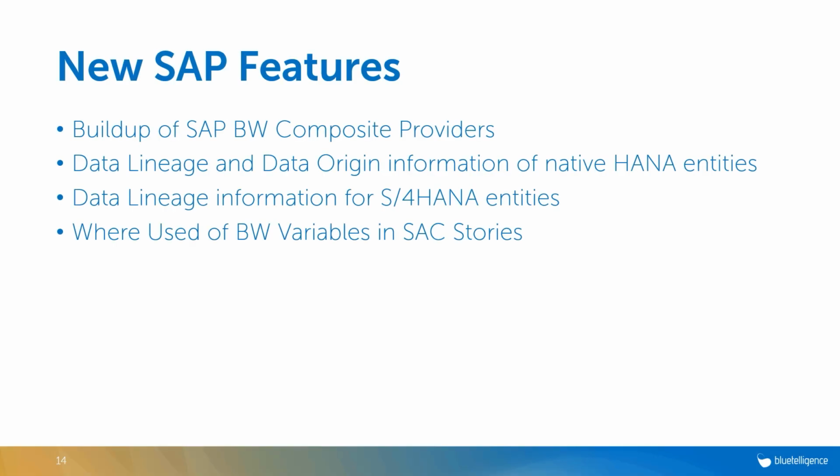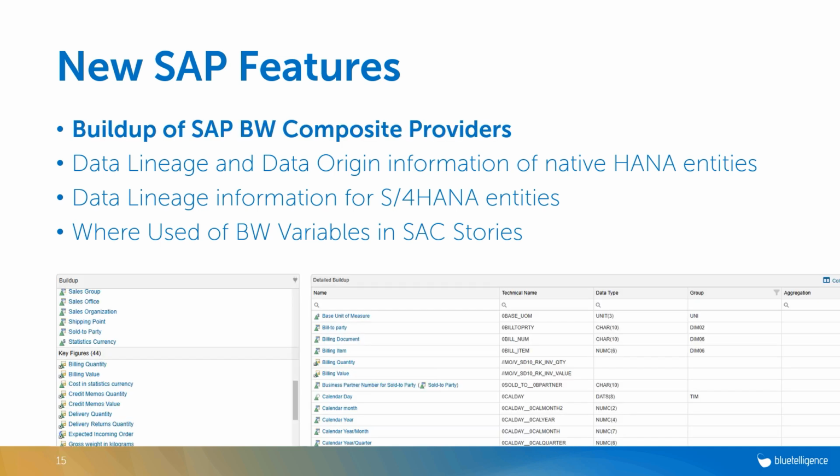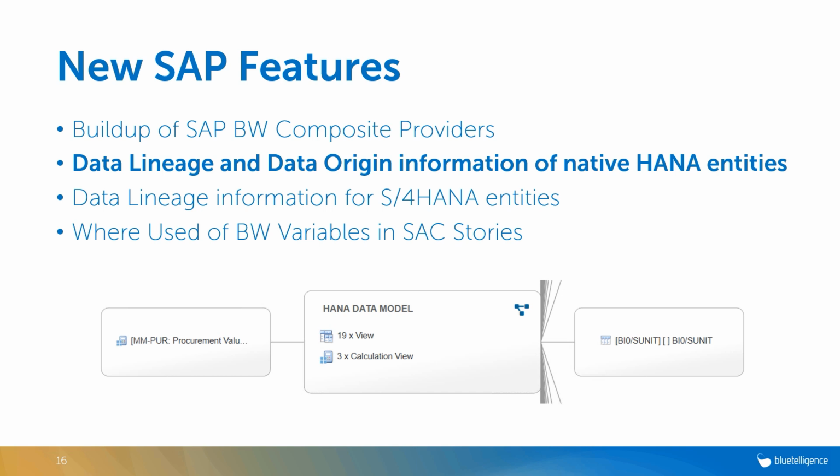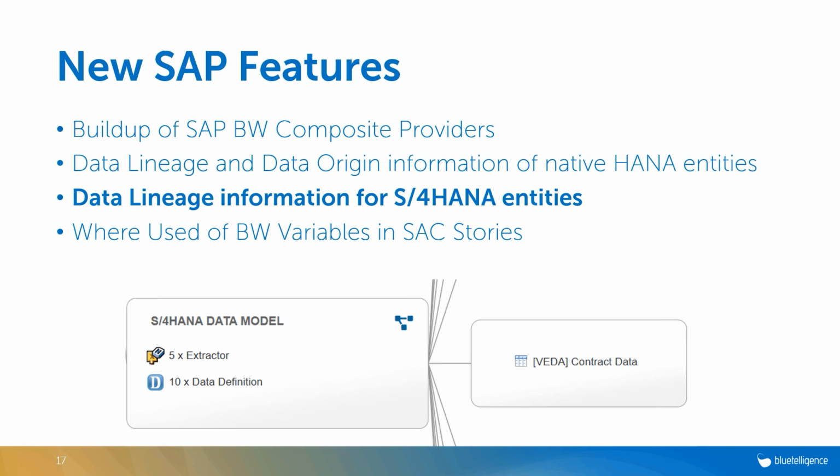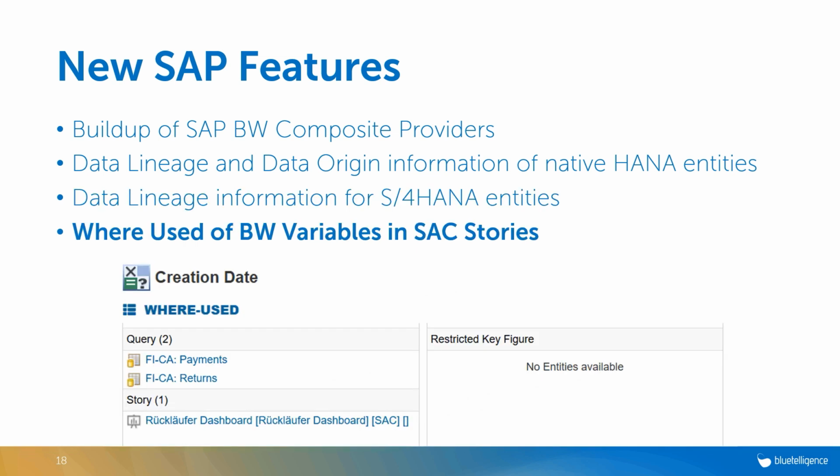This brings us to the new features for SAP connectors available with Enterprise Glossary 2025.1. For HANA Composite providers, the Buildup with info objects and fields can be displayed. Data lineage and data origin now consider native HANA entities such as tables and views, as well as objects from S/4HANA systems, especially CDS objects. The usage of BW variables in SAC stories is now displayed in the Where Used field of the BW variables.